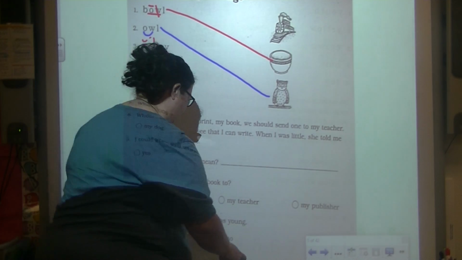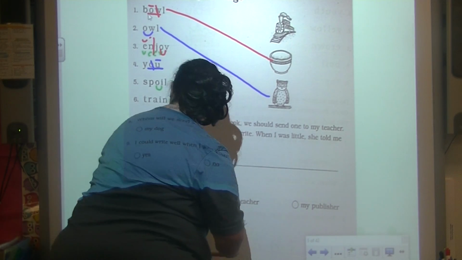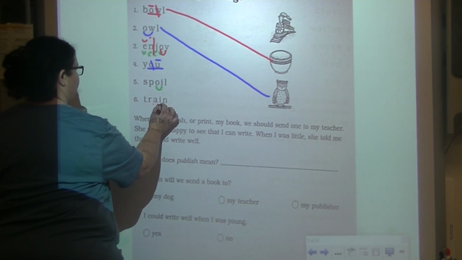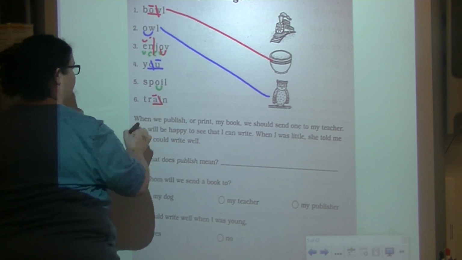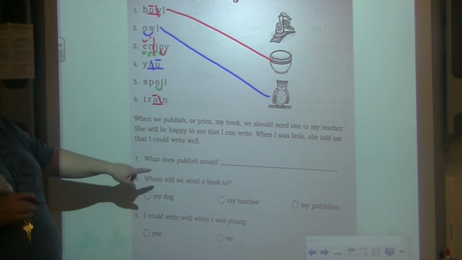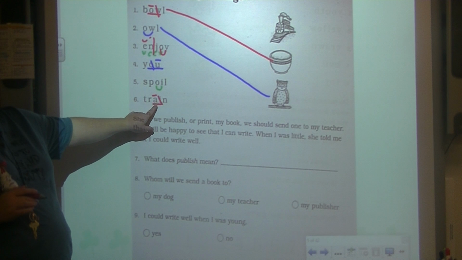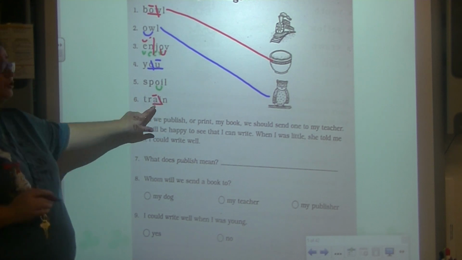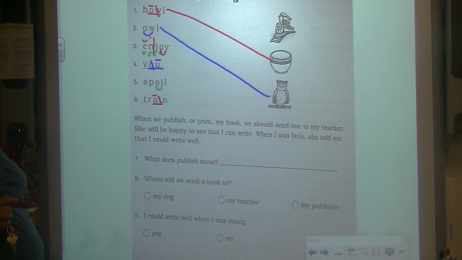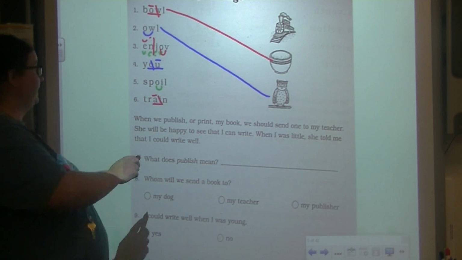And the last one, what do you say? Digraph AI. Sound it out. Train. Train. What word? Train.